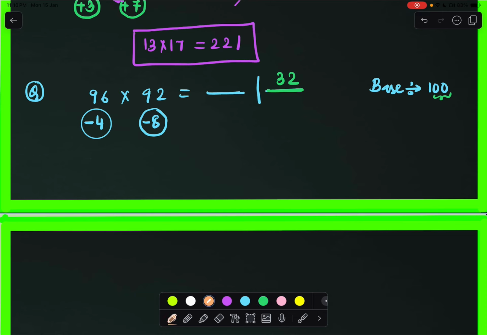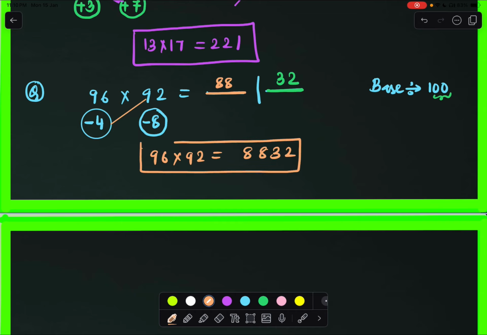And how to get the leftmost part, the first part of the number? We can add diagonally. So 92 plus minus 4, we get 88. Therefore, finally I'm getting 96 times 92 equal to 8832. So in this way we can multiply comfortably.